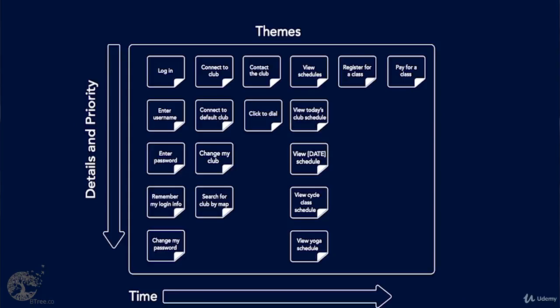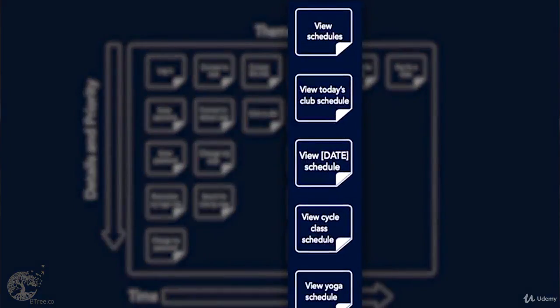Going from top to bottom, we get more details of the top level chunked out. So for example, viewing schedules at the top level would be broken down below the story map as viewing today's schedule, viewing another day's schedule, viewing a specific type of class. Then to the right, after viewing schedules might be registering for a class and then paying for a class.